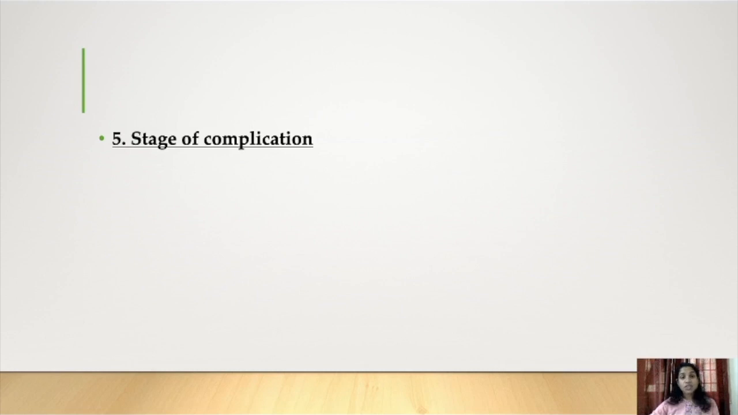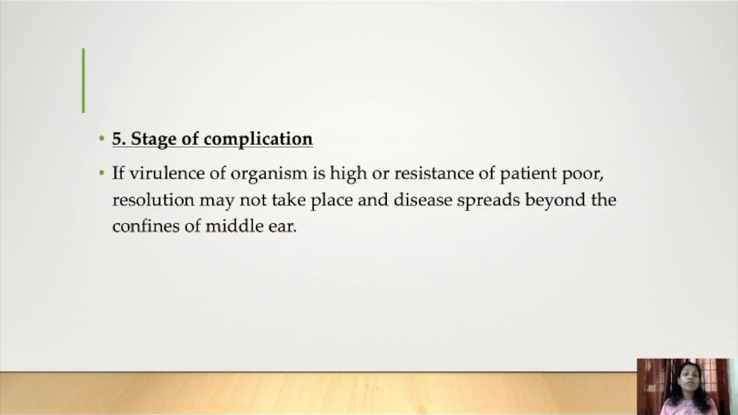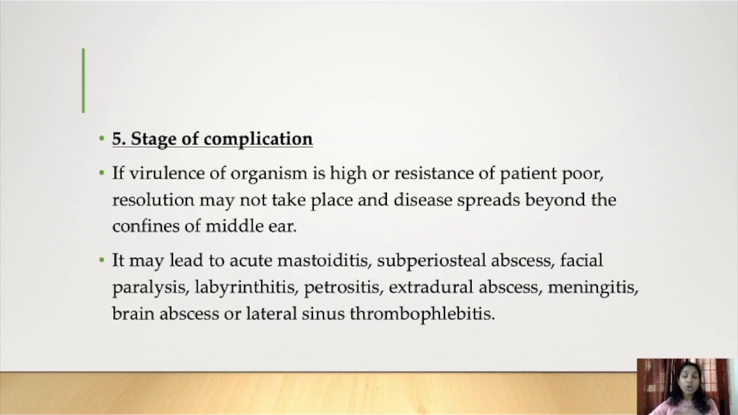Next stage is the stage of complication. So the first stage is the stage of tubal occlusion, then stage of pre-suppuration, stage of suppuration, stage of resolution, and the final stage is the stage of complication. If virulence of the organism is high or resistance of the patient is poor, resolution may not take place and the disease spreads beyond the confines of the middle ear. So if the resistance of the patient is low and the virulence of the organism is high, it will not go to resolution, but it will go beyond the structures of the middle ear. It will spread to other parts.